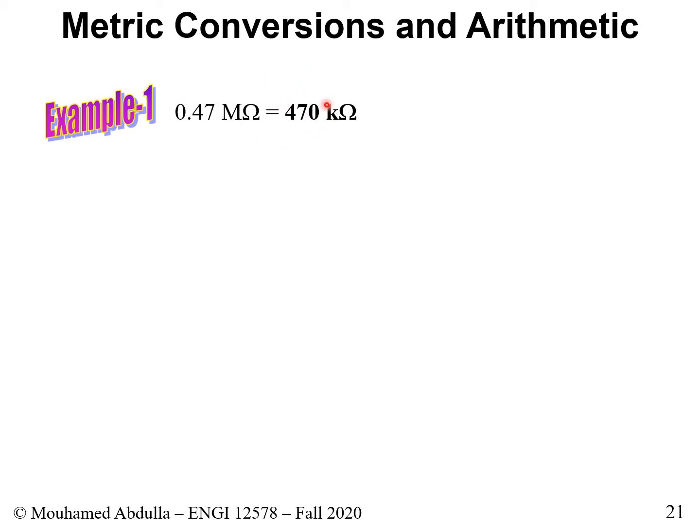This value here is greater than 1 but less than 1,000. So that's checked. That works. And k is a multiple of 3. And that's checked. And that's a good engineering notation representation, not this one.